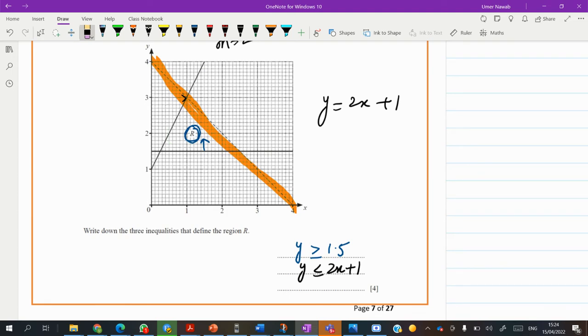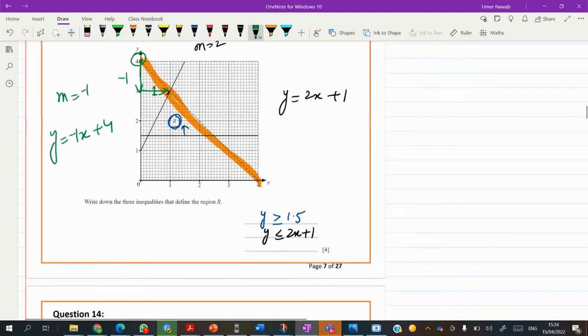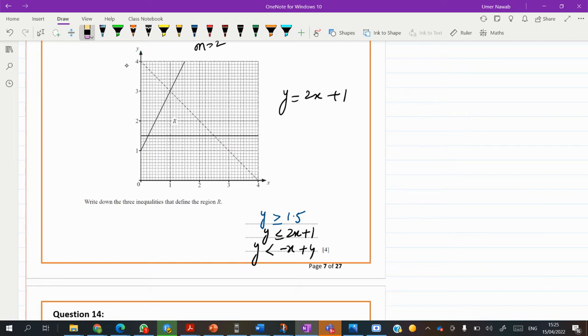Next line is the brown line, and the brown line is passing through 4. And if I want to write the gradient, guys, look at that, one down and one right. So the gradient is minus 1 and the y-intercept is 4. So y equals minus 1x plus 4 is the equation of the line, and it is dotted. So the wanted portion is below. So I'm going to write y less than, not less than or equal to, less than minus x plus 4. And that's all with this question. I hope it clears to everyone.